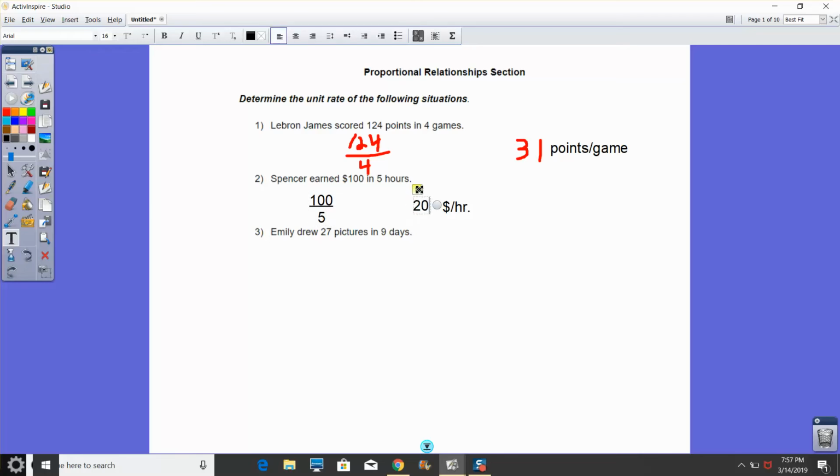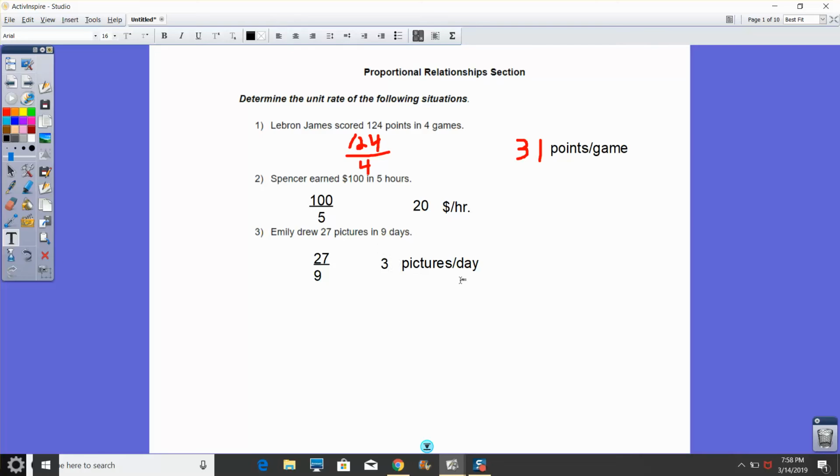So that's number 2. And then for number 3, Emily drew 27 pictures in 9 days. The unit rate here would be pictures per day. I almost said game. And it would be 27 divided by 9. If we just carry that simple operation out, that's not too hard. Our answer here is 3 pictures per day. Okay, so that's how we do unit rate.